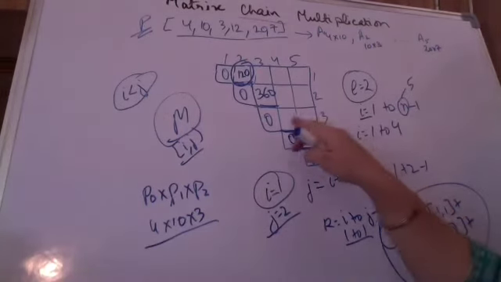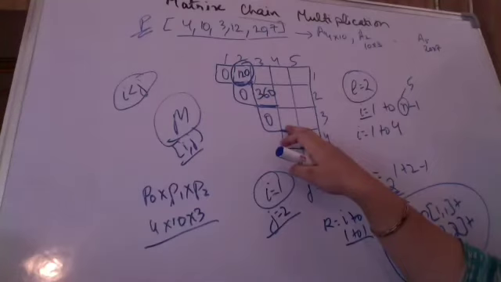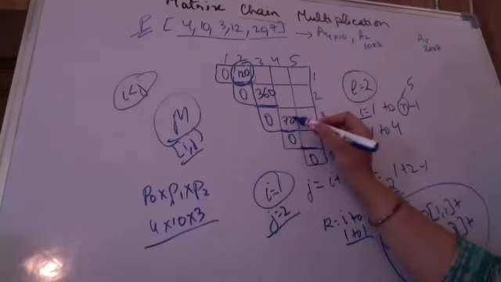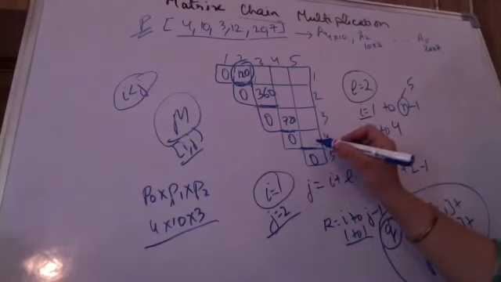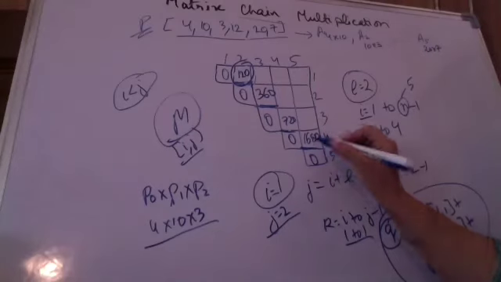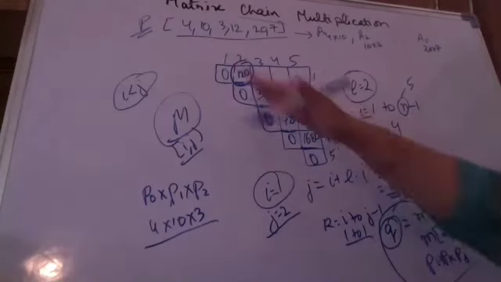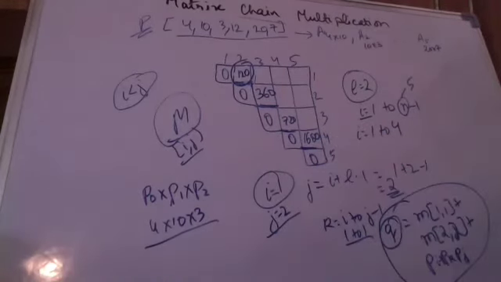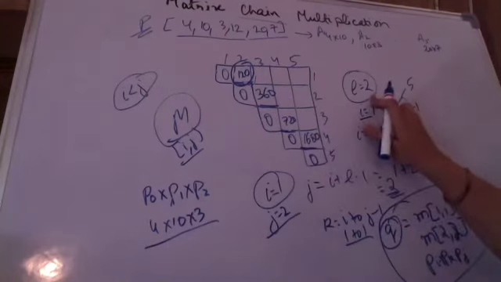This value is P2 into P3 into P4, which comes out to be 720. And this is the product of P3, P4, P5, which comes out to be 1680. So we have calculated these. What have we done? We have done the calculation for chain length 2. This is only for L equal to 2.